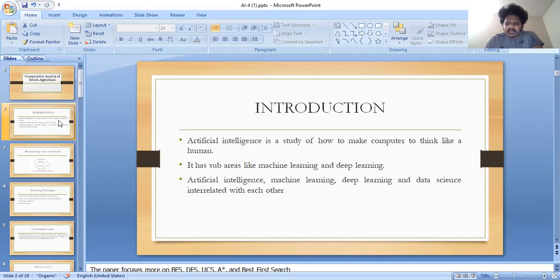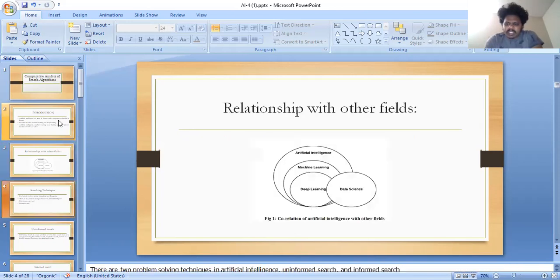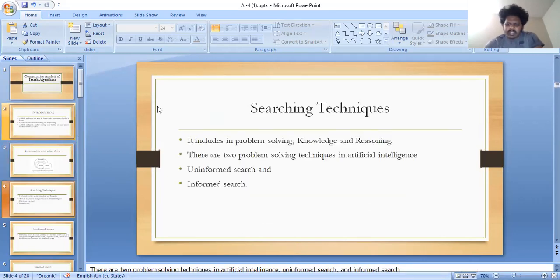Search algorithms are available for problems such as finding the shortest path. It has a relationship with other fields: artificial intelligence, machine learning, deep learning, and data science. Artificial intelligence is combined with these four topics.